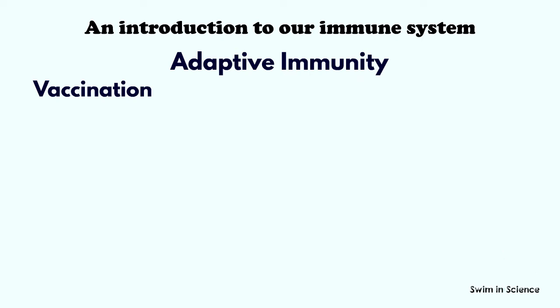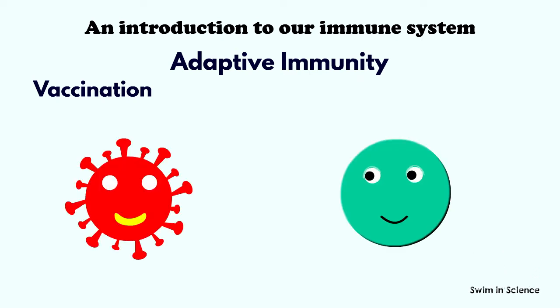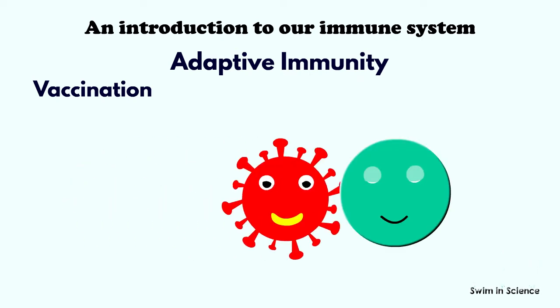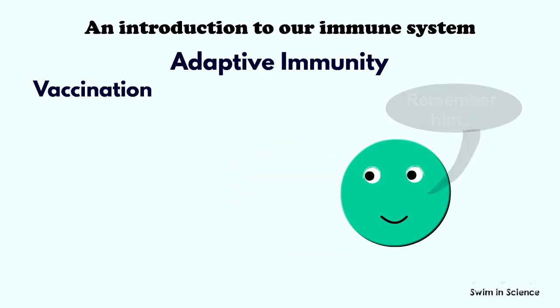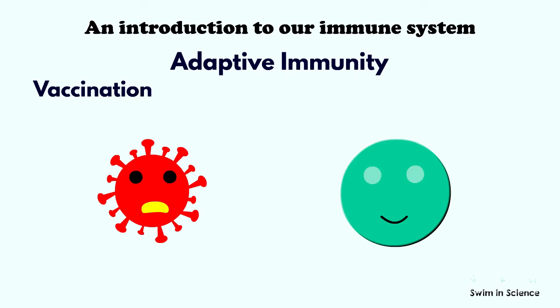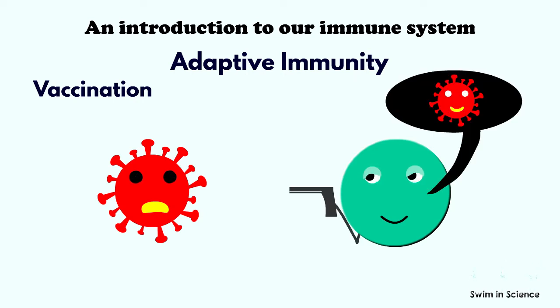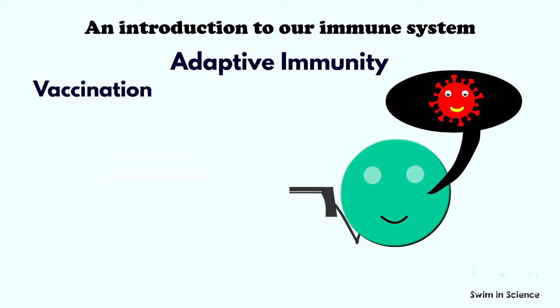A vaccine usually contains an inactive form of the pathogen which generates an immune response and develops immunologic memory without harming the body. In future, if the pathogenic form of the vaccine infects us, our immunologic memory reacts faster and protects us from the infection.